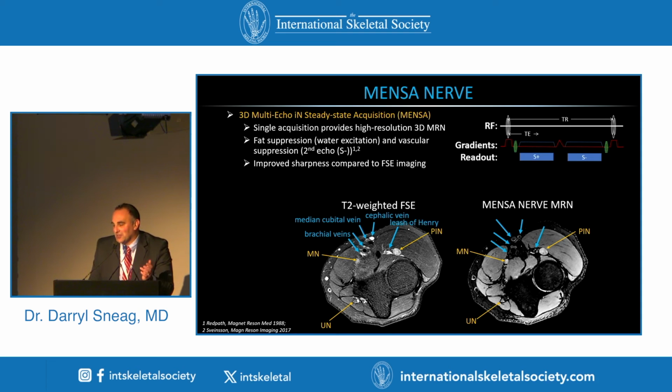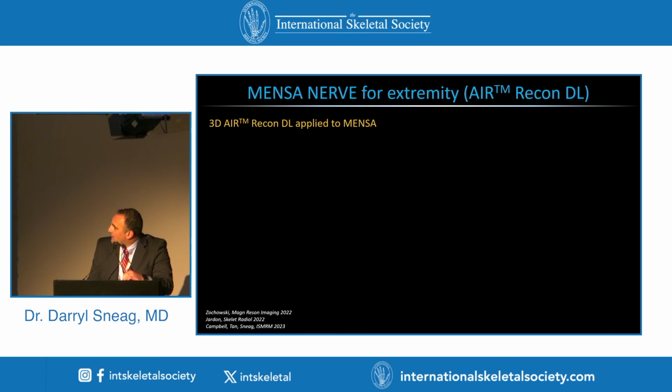As you know, as the PIN goes through the supinator tunnel, accompanied often by a cluster of vessels, the leash of Henry, it can sometimes be challenging to delineate the posterior interosseous nerve from the adjacent vessels. We typically apply it to the lumbosacral plexus and extremities because the one caveat with MENSA is that it can be susceptible to motion artifacts, so particularly around the lungs, you can get a lot of artifact.